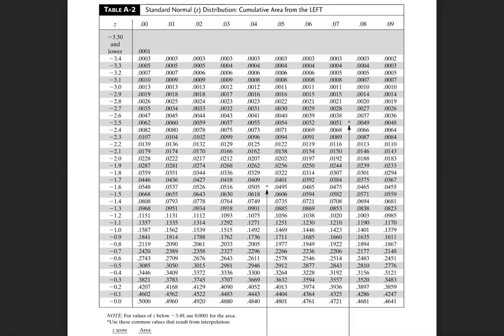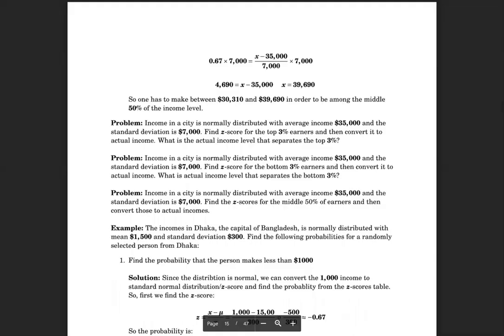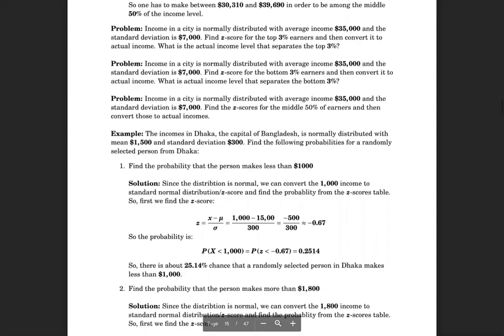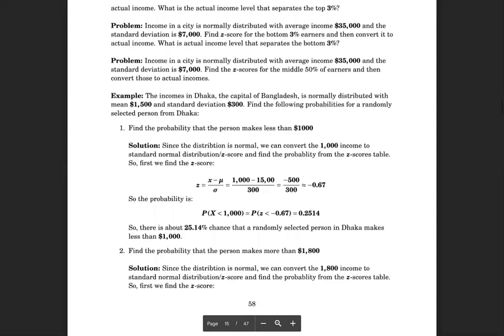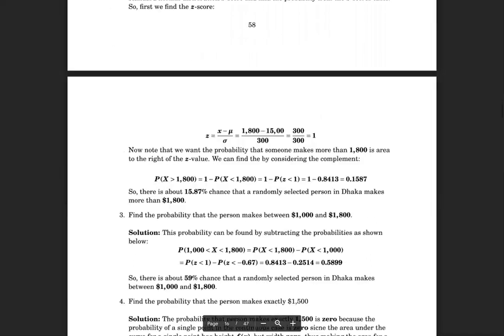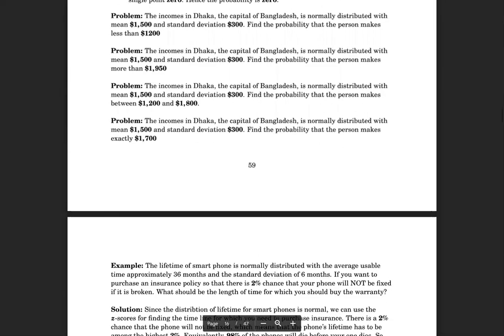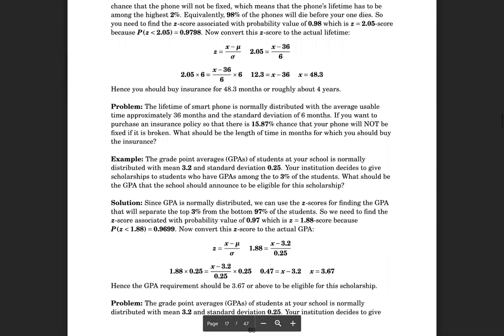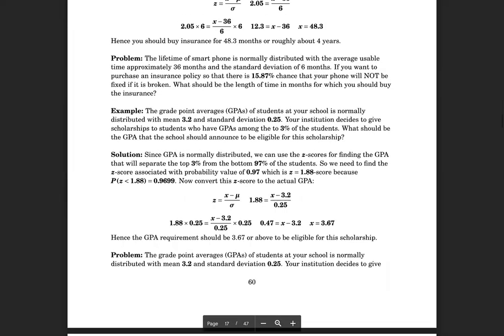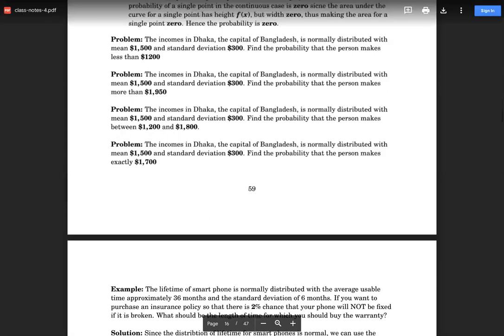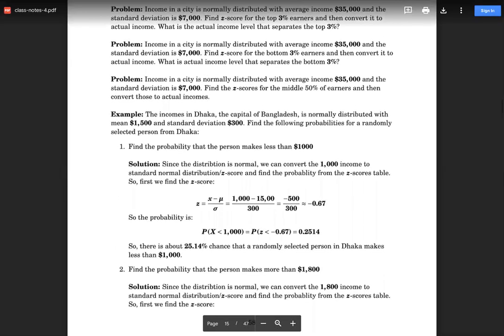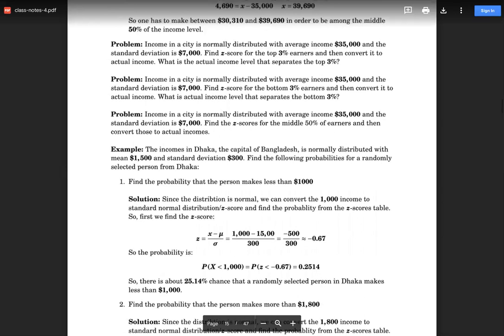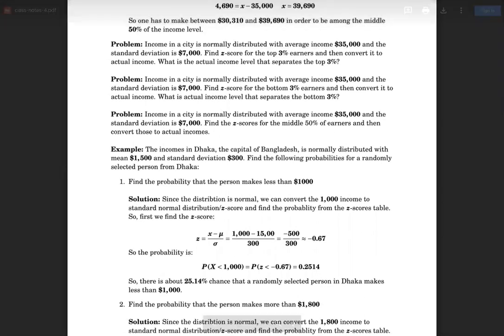Now let's go back to the problems, normal distribution problems. It's the same type of problem. So I'm going to go ahead and do all of them, so that you guys can feel comfortable with it. So these are practice problems. I gave you these ones, what we did there before.